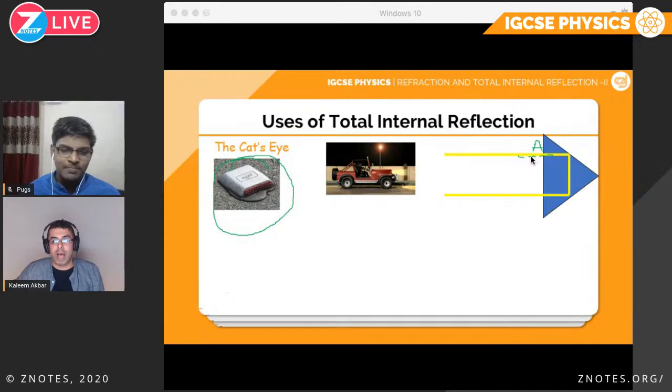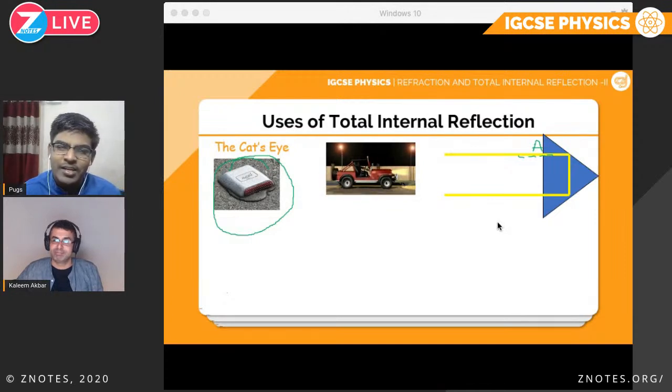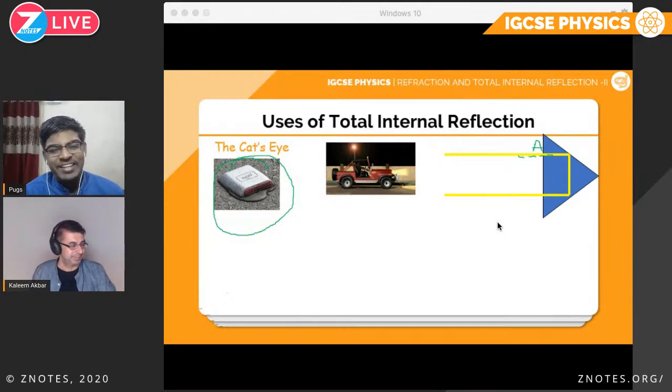Pugs, do you remember what happens to the speed of the light as it goes into the glass? Well, nothing happens, right? Because it's just going straight. Shall we fail Pugs today? No, it does decrease because it's going into a denser medium. Pugs, you're going into a denser medium.